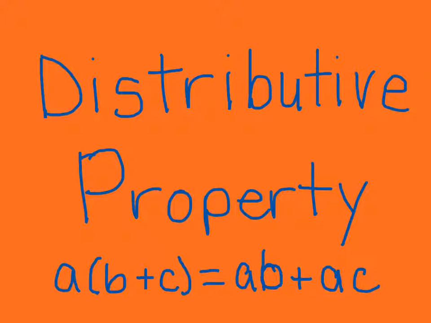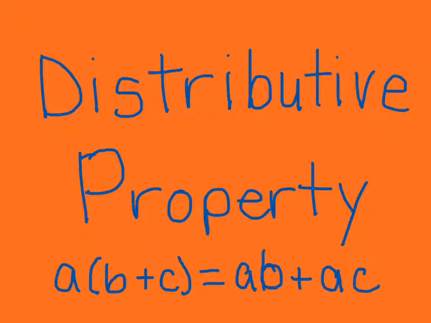Today I'm going to introduce the distributive property, which at first might seem a little complicated to you, but with practice it becomes pretty second nature and simple to you. So what the distributive property states is that when you have A times the quantity B plus C, that is equivalent to A times B plus A times C.